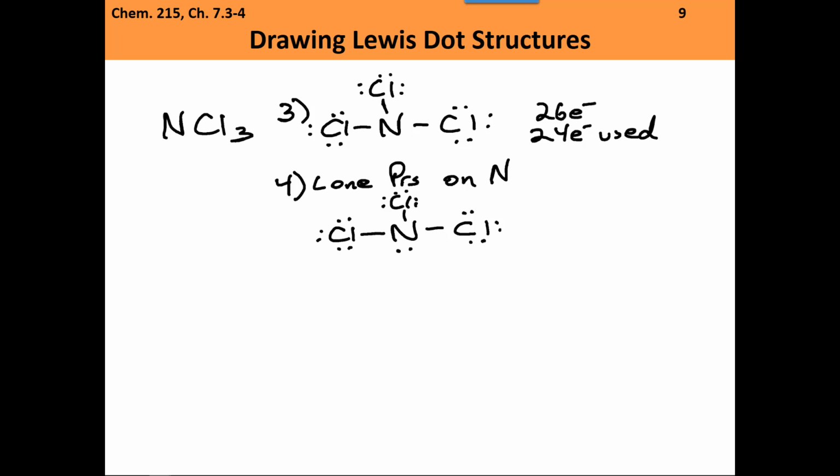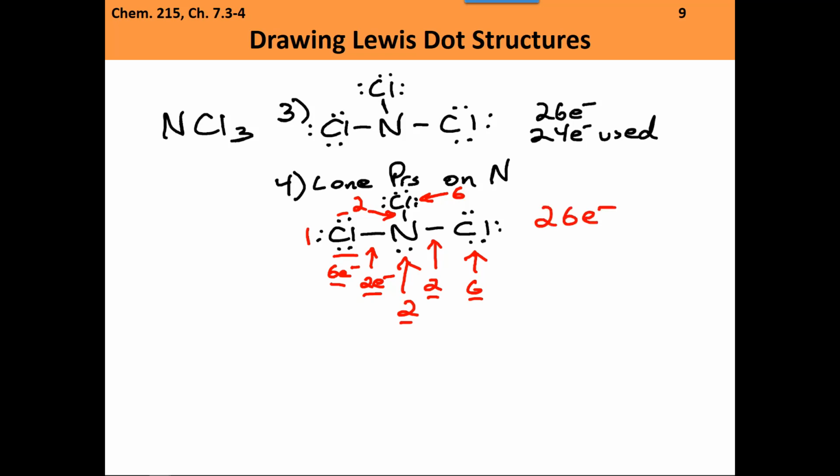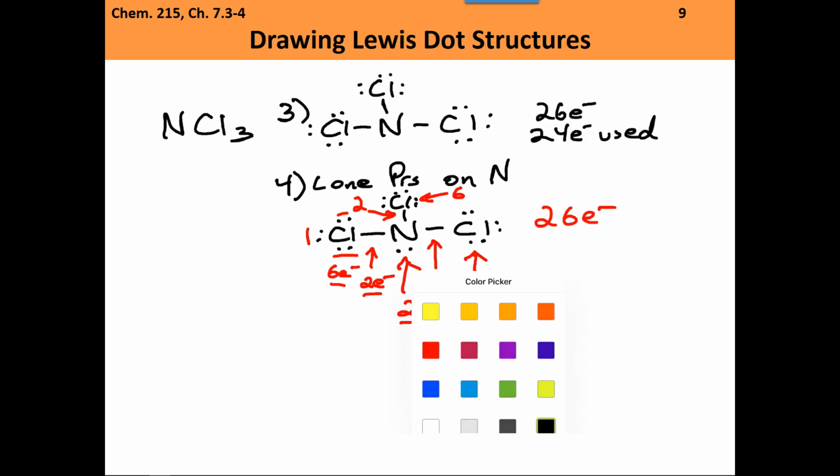So now I can count how many electrons I have. I have 2 here, so 4, 6. So that's 6 electrons. I have 2 electrons here, 2 here. I have another 6 as lone pairs around that chlorine. I have 6 around this chlorine. I have 2 for this bond. And I have 2 here. So that's 6, 8, 10, 12, 18, 24, 26 electrons. So this is my Lewis dot structure.